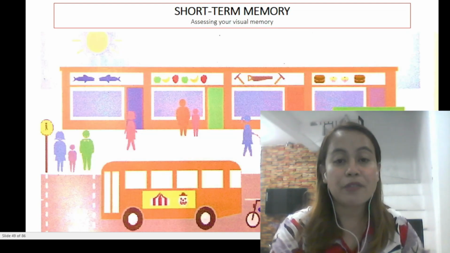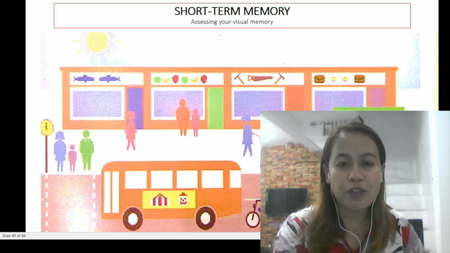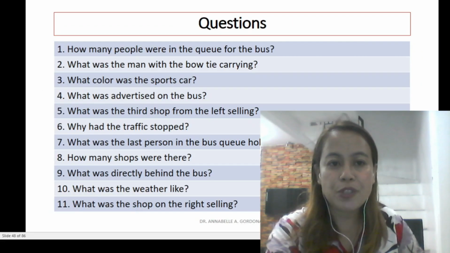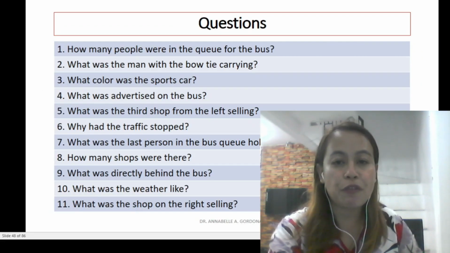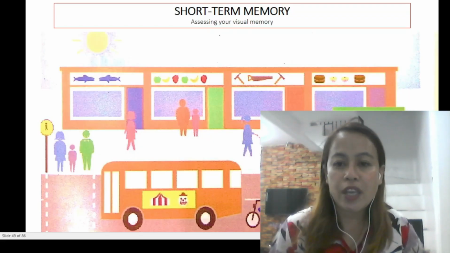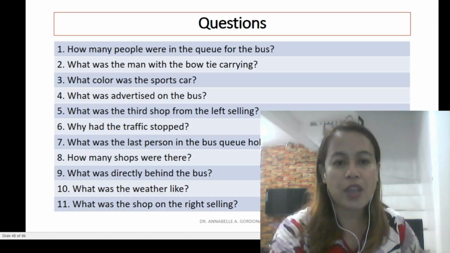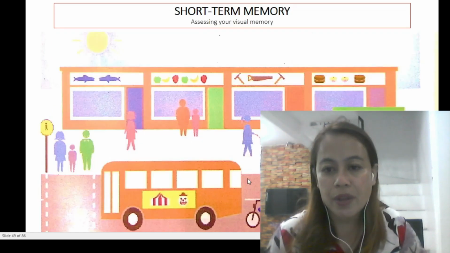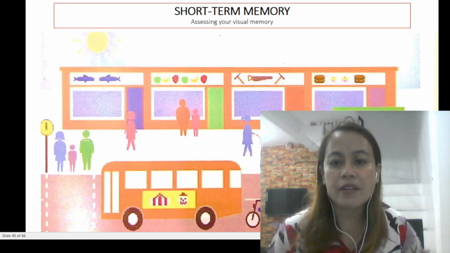This is the final showdown of your visual memory for facts. So let's answer the first question. How many people were in the queue for the bus? So we actually have 1, 2, 3, 4, 5, 6. We have 6. What was the man with the bow tie carrying? So he's carrying an umbrella here.